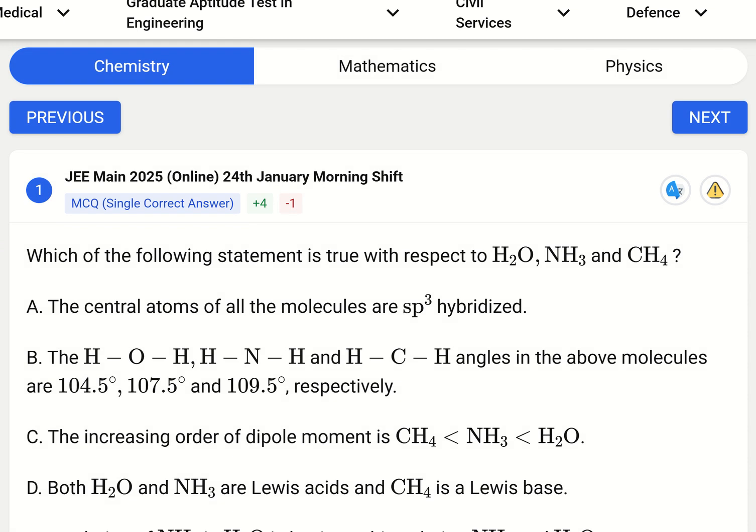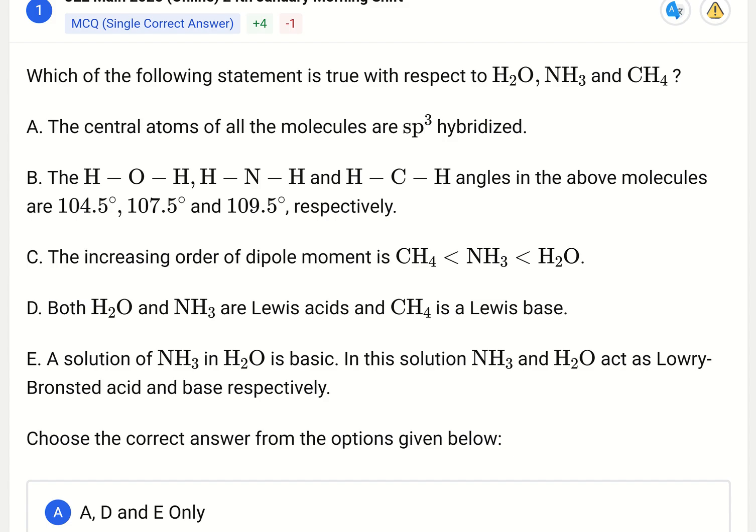Question number 13. Which of the following statements is true with respect to H2O, NH3 and CH4? The central atoms of the molecules are sp3 hybridized, true. The HOH, HNH and HCH angles are 104, true. Why? Because water has 2 lone pairs of electrons, nitrogen has 1 lone pair of electrons and carbon has 0 lone pairs of electrons. Hence, repulsion increases and bond angle decreases, everyone knows. So A and B are our options now.